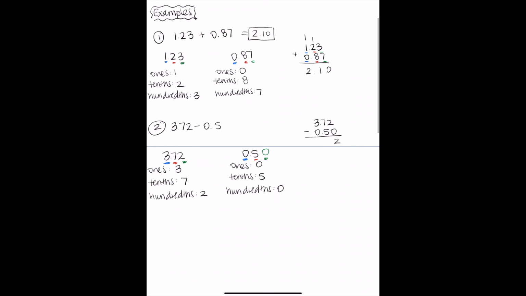And we're going to just subtract like normal. So 2 minus 0 gives us 0, 7 minus 5 is 2, 3 minus 0 is 3. So we get 3.22 for number 2.